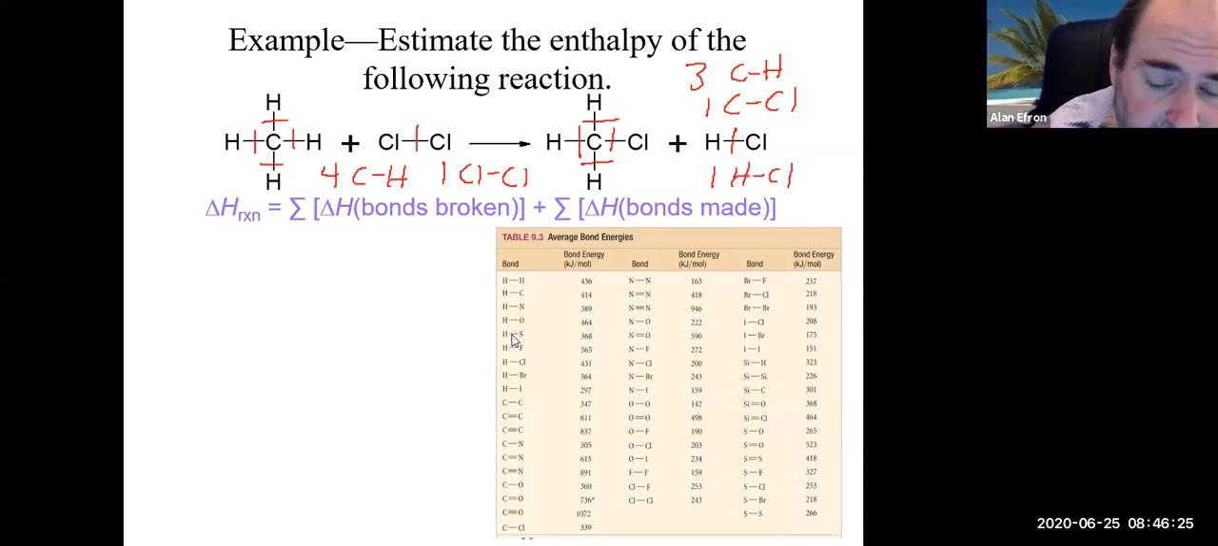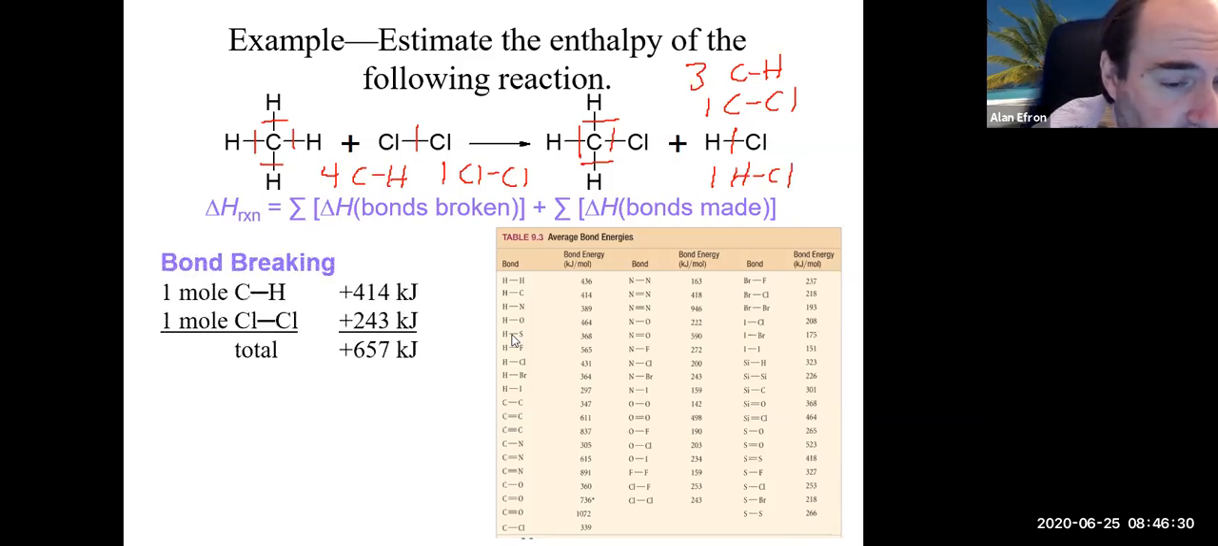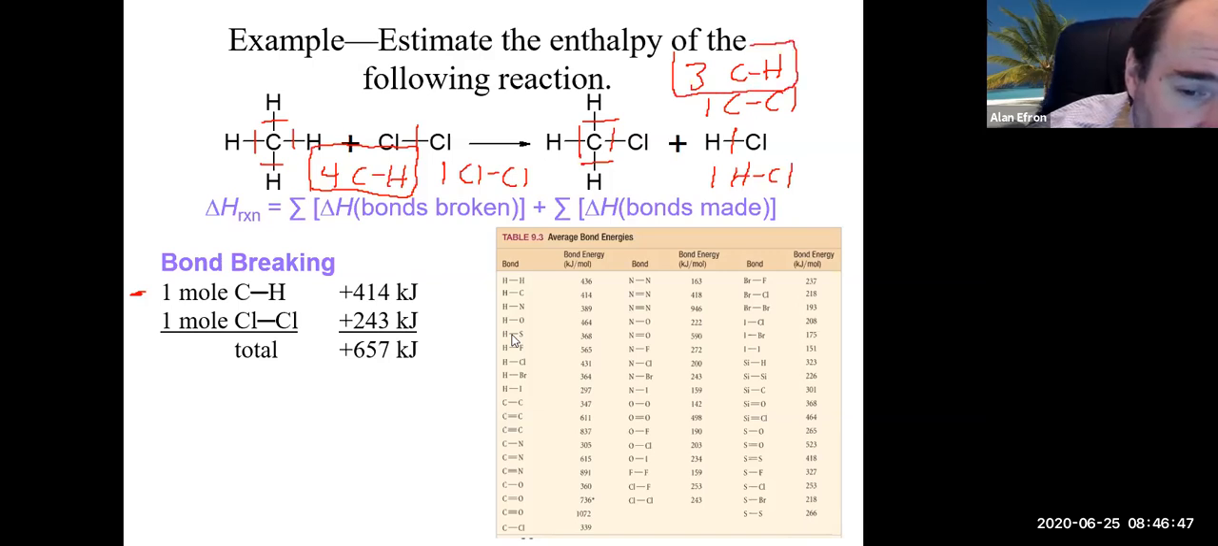So it looks like they had some numbers here. We really just want to add up all those things. Overall, in terms of bond breaking, we're going to break 1 carbon hydrogen bond. Let me explain why they got only 1 carbon hydrogen bond here. That's because here we broke 4 of them, and here we made 3 of them. And remember that the energy is going to be the same on both sides.